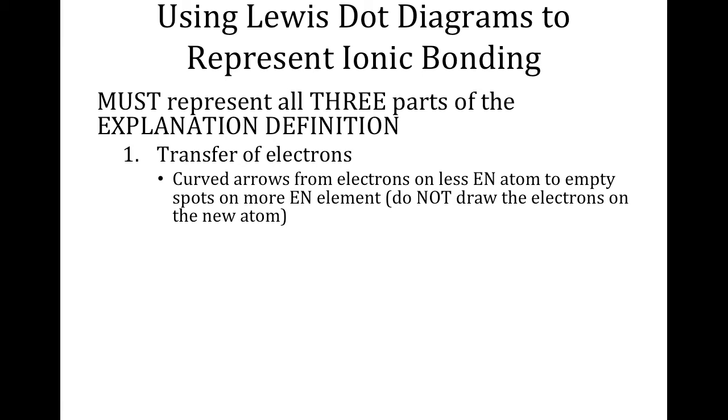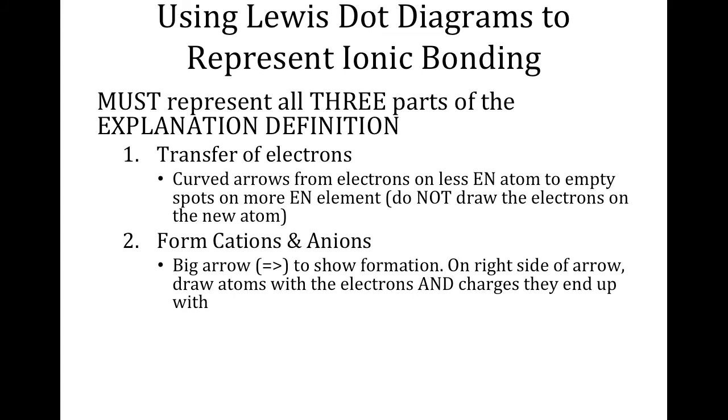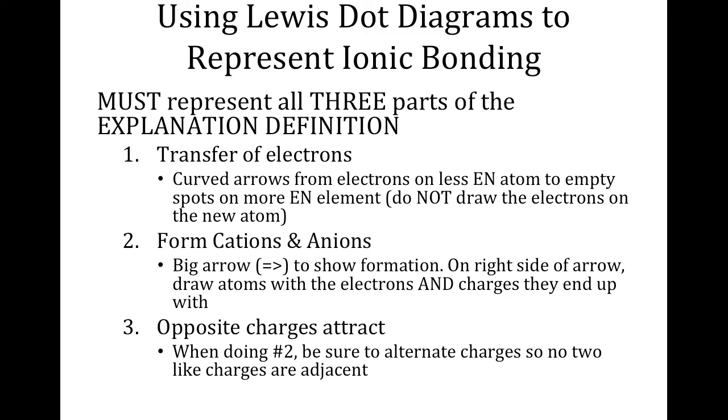Those will be the ones further to the right and higher up. We do not draw the electrons where they've moved from. We just draw an arrow from the electron we're taking to where it's going to go. They form cations and anions. So we're going to draw a big arrow, like a double equal with an arrow, and you'll see when we do an example to show the formation of what we end up with after those arrows and the transfer takes place. On the right side of the arrow, we will draw atoms with electrons and charges they end up with. The atoms will draw their electrons by dots, like a Lewis dot diagram, and the charges they end up with will be represented on the top of them. And again, you'll see that in the example.